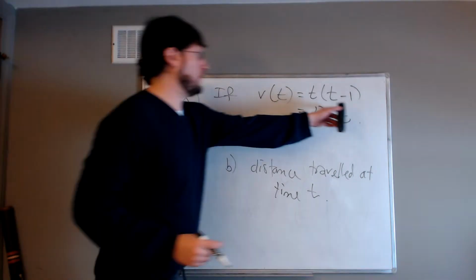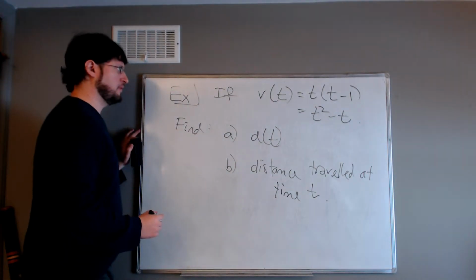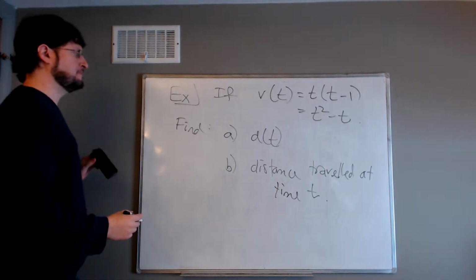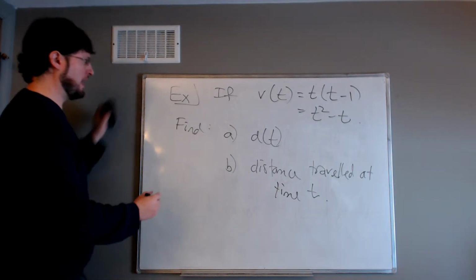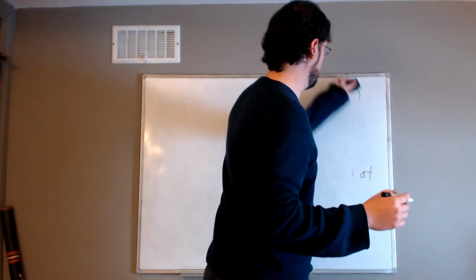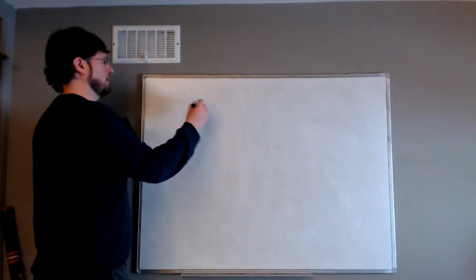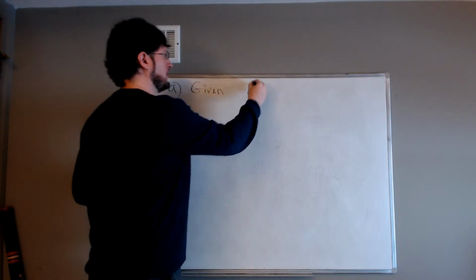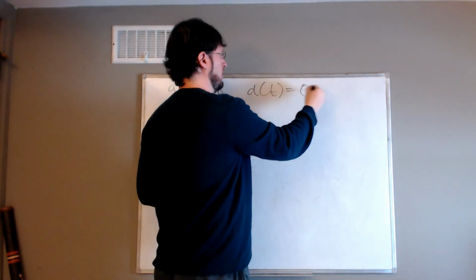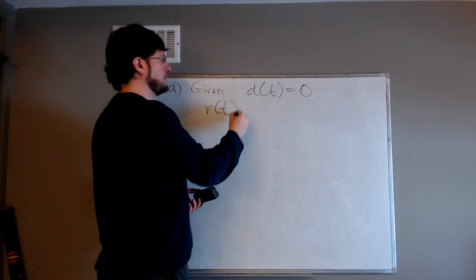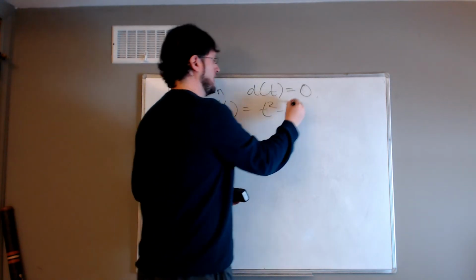So this is my velocity, and okay, good. Keep in mind that for part A, it's displacement at time 0. Let's also say that we're given that the displacement at time 0 is 0. So it starts at the origin. Its velocity at time t is t squared minus t.